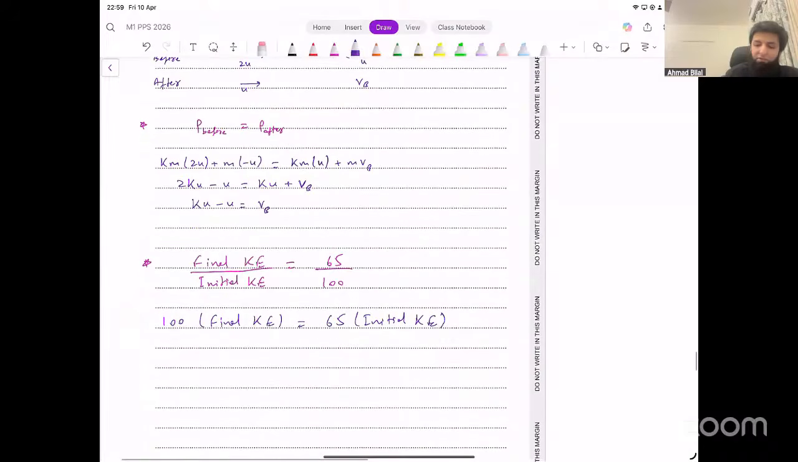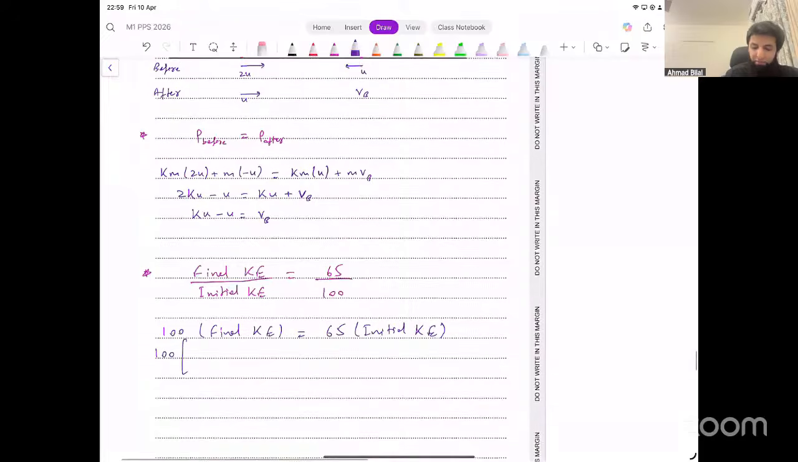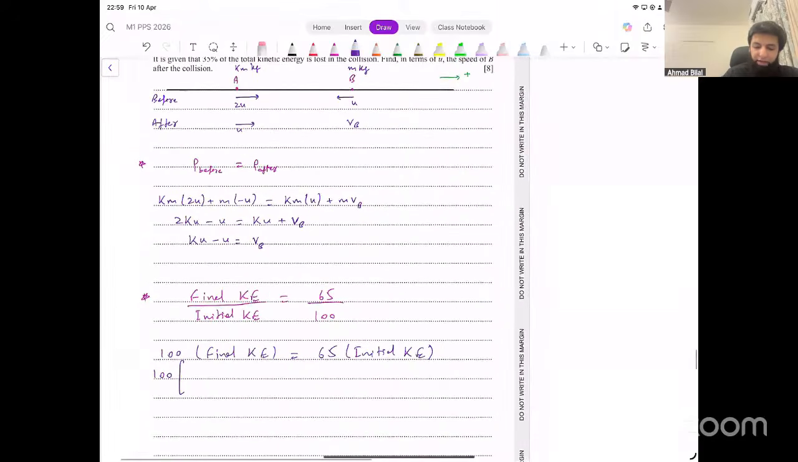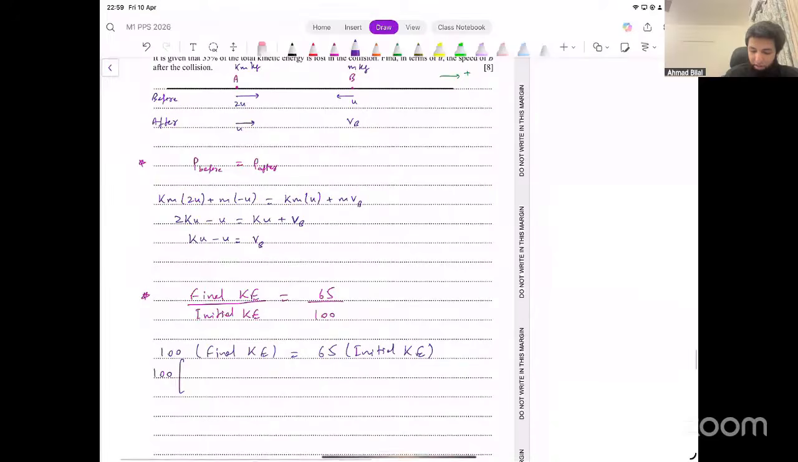Now, what's the final kinetic energy? Kinetic energy of A at the end after collision is half into mass of A, which is km, into speed squared, that is u squared, plus the speed of B. We can input that here, ku minus u.